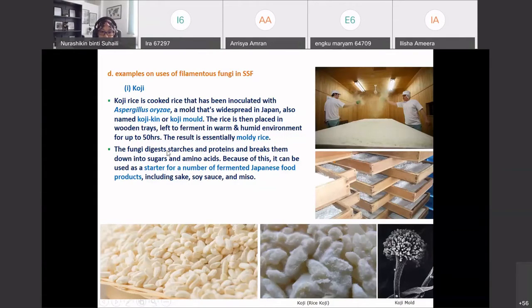The fungi digest starches and proteins and break them into sugars and amino acids. Why are starch or sugars needed by the microorganisms? Because they eat that. Those are the carbon sources. Same as humans, we need rice, we need bread, as our carbohydrates, carbon sources. The same goes for those microorganisms during fermentation. Koji rice is used as a starter for a number of fermented Japanese food products, including sake, soy sauce, and miso. Okay? So those are koji rice.